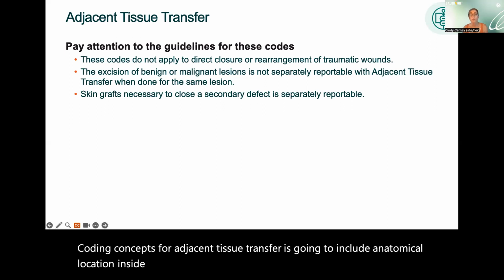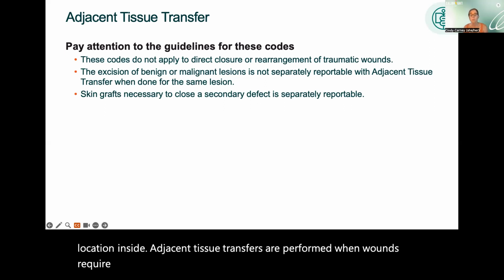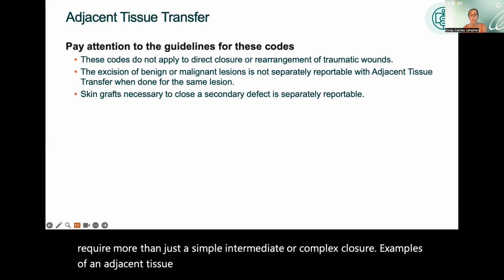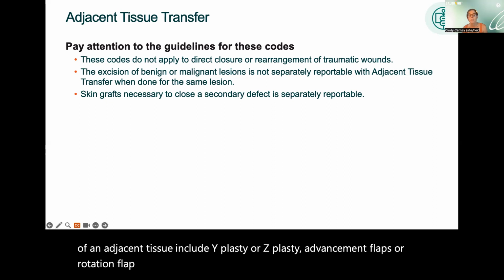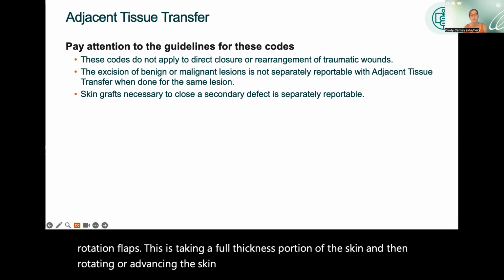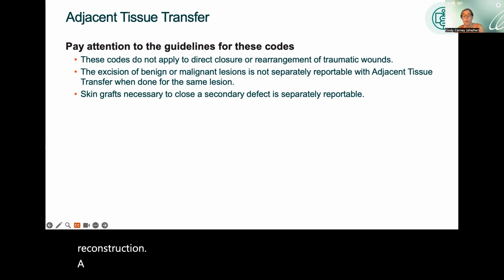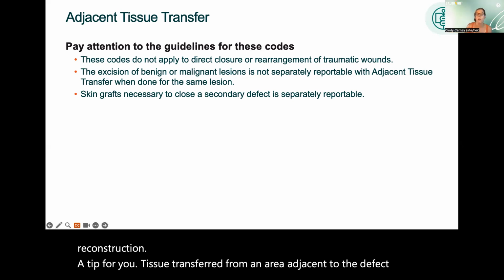Adjacent tissue transfers are performed when wounds require more than just a simple, intermediate, or complex closure. Examples of an adjacent tissue include a Y-plasty or Z-plasty, advancement flaps, or rotation flaps. This is taking a full thickness portion of the skin and then rotating or advancing the skin into the defect. If a lesion is excised and the defect is closed with a flap, the excision is included in the flap reconstruction. A tip for you, tissue transferred from an area adjacent to the defect is known as a local flap.